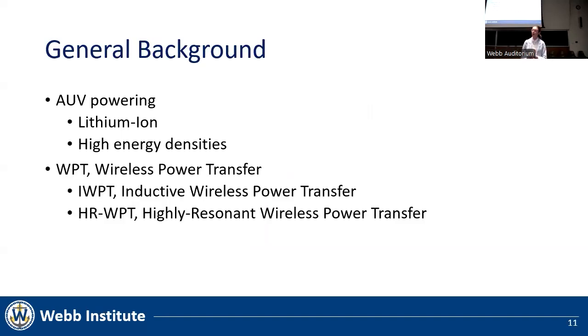To introduce IWPT and HRWPT, IWPT is inductive wireless power transfer, and it has been around for a very long time, widely recognized in transformers before becoming a means to wirelessly charge smartphones. HRWPT is highly resonant wireless power transfer. This technology has been thoroughly patented by a company named WiTricity, originally intended to power technology like TVs and other devices in the home. Now it's being commercially used to charge electric vehicles.